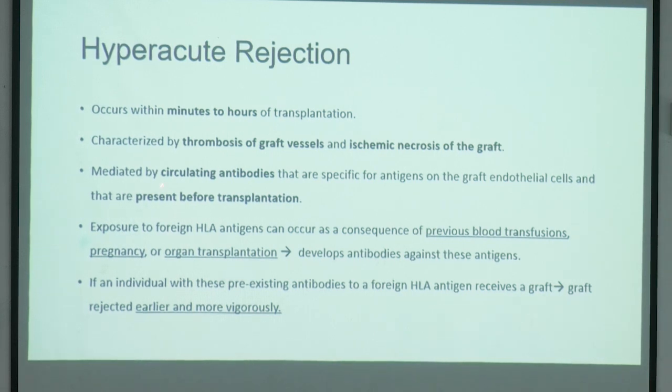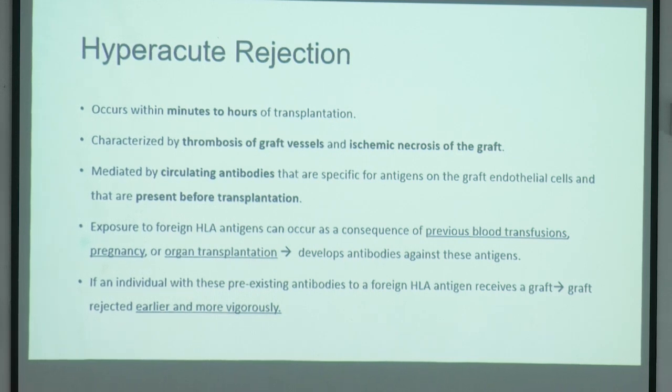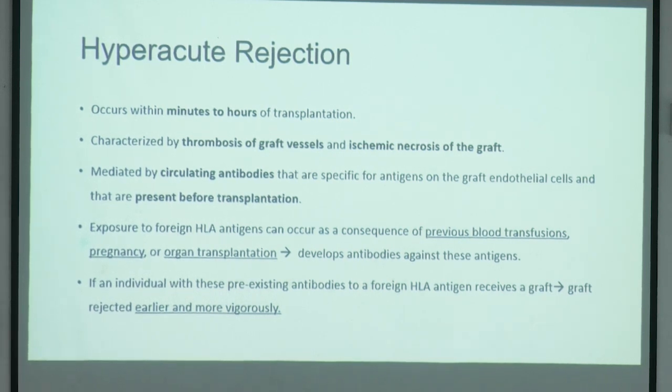This is mediated by circulating antibodies present in the recipient, and those are present before transplantation. That means not after. You will understand the similarity with what you have learned about ABO incompatibility. ABO incompatibility, blood incompatibility. What happens over there? There are preformed antibodies in the body, and if you give incompatible blood, what will happen? Those antibodies will start reacting with the blood.